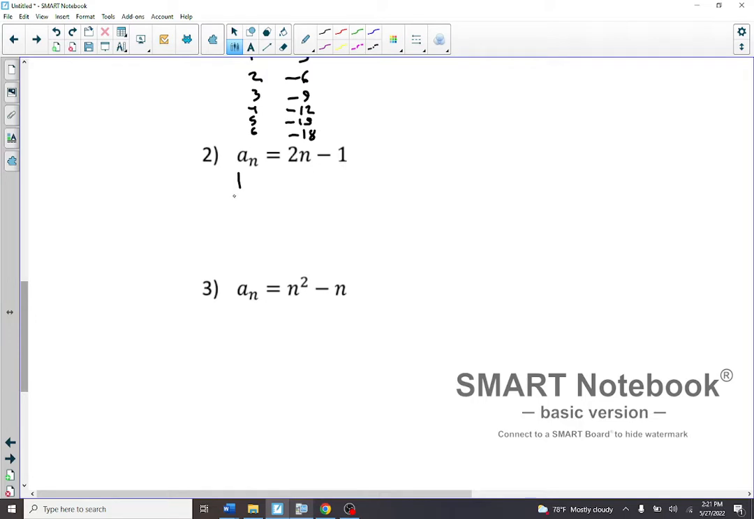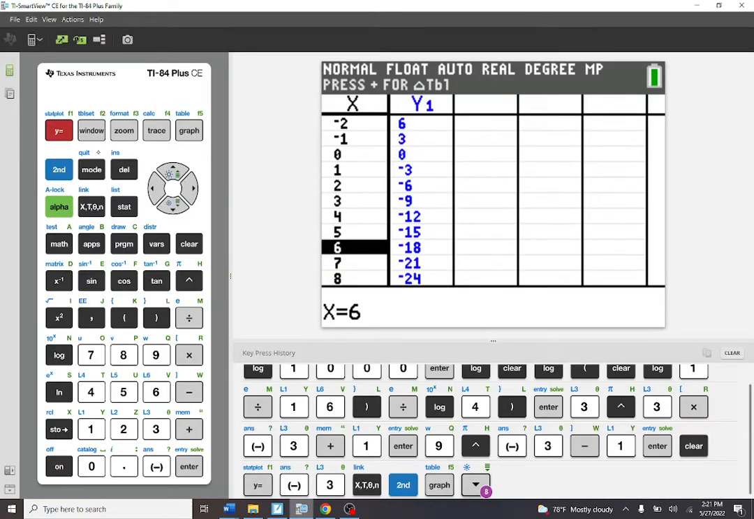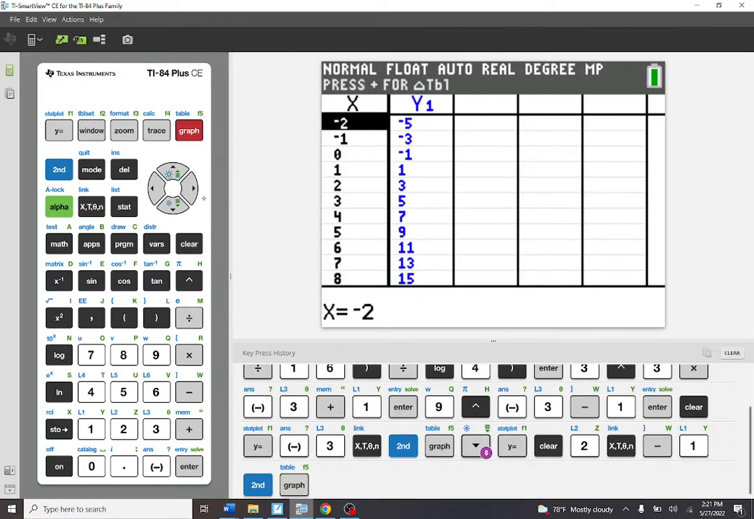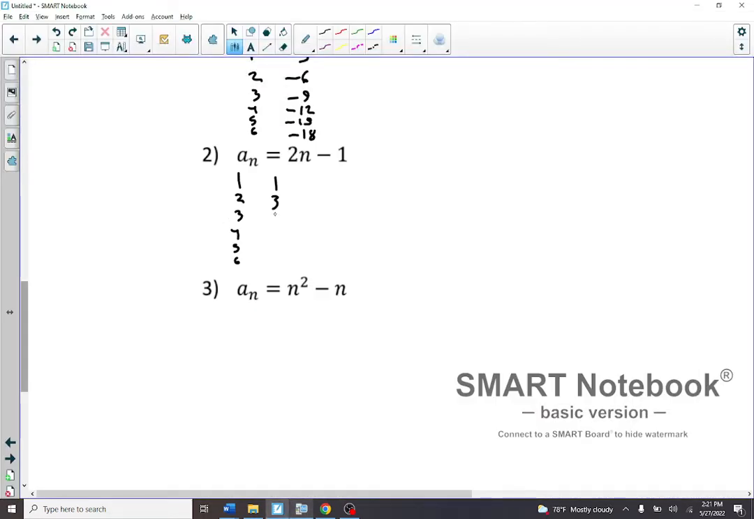Again, I could do the same thing. 1, 2, 3, 4, 5, 6. Which means it's 2x minus 1. Go to y equals 2x minus 1. Second table will give me a table. 1, 3, 5, 7, 9, 11.